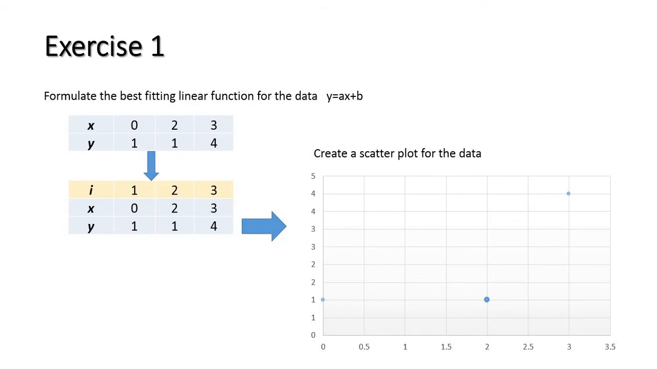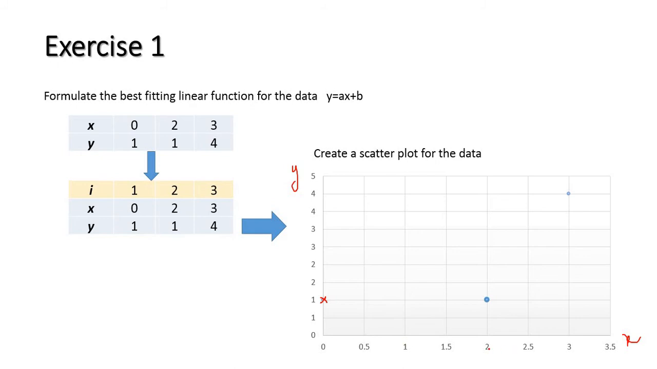The first step is for you to create a scatter plot for the data. So if you look here, we have x and y. So this is our x and this is our y. So plot it. This is 0 and 1. So go here, x is 0 and y is 1. So the data is here. The next data is 2 and 1.